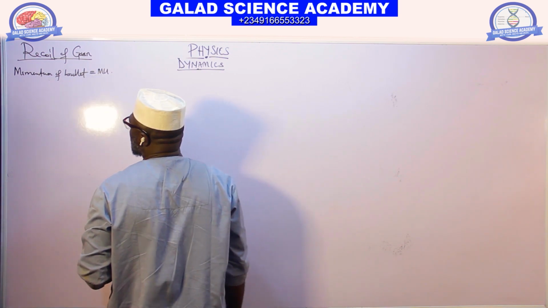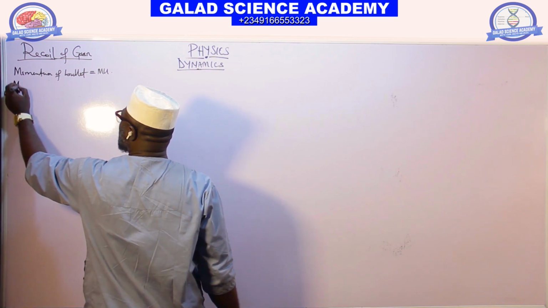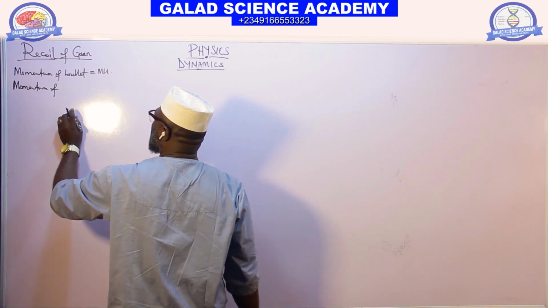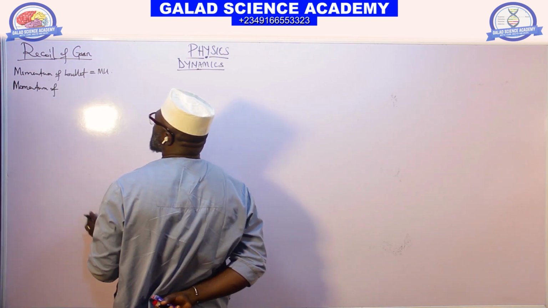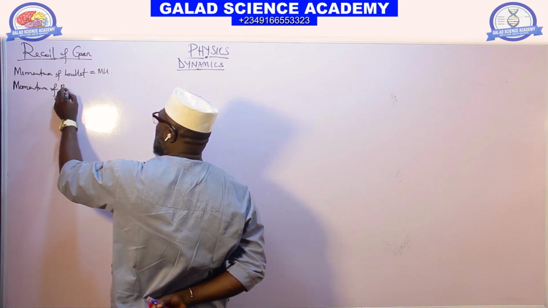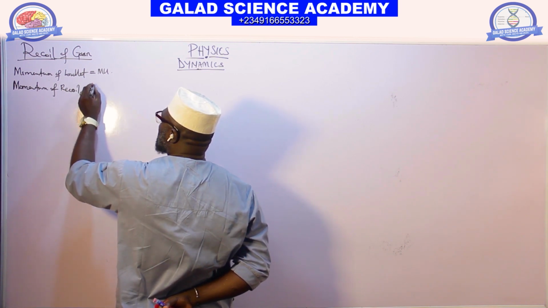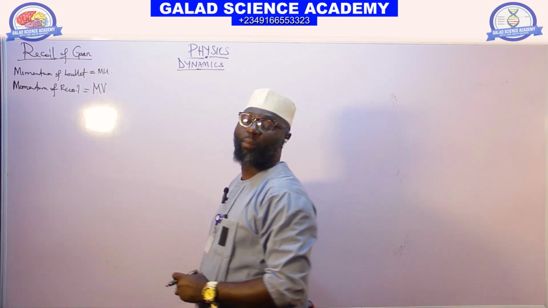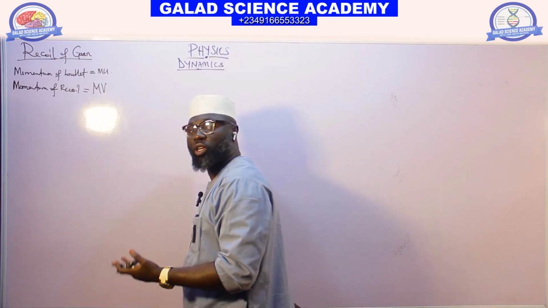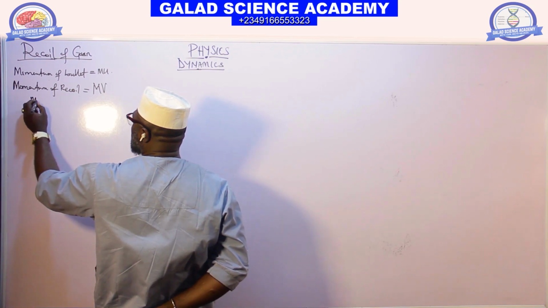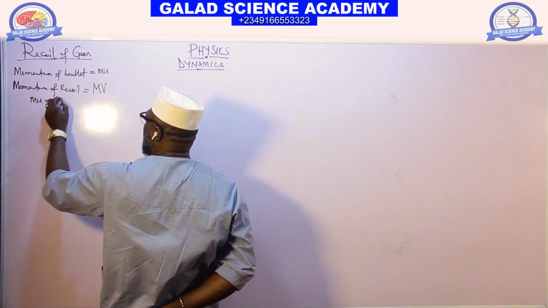mu. The momentum of recoil is Mv. From the law of conservation of linear momentum, total momentum before collision equals total momentum after collision, you can have it in this form: mu is equal to MV.